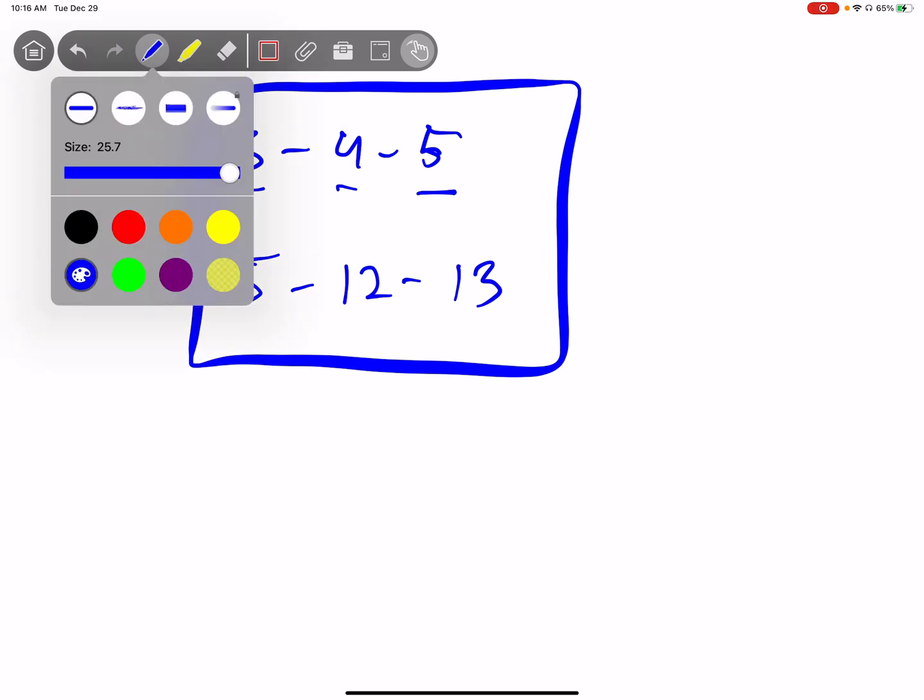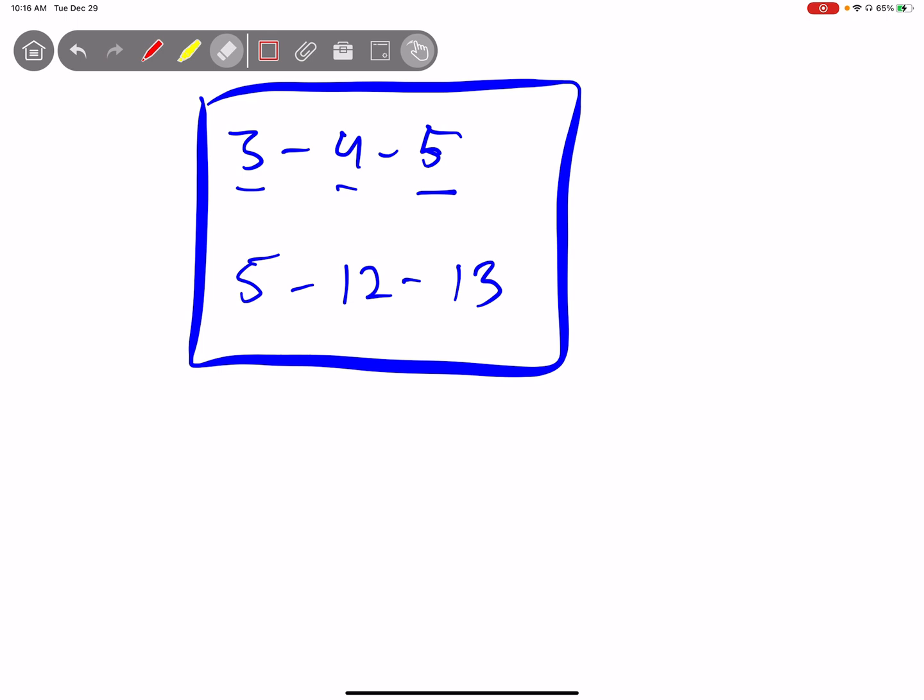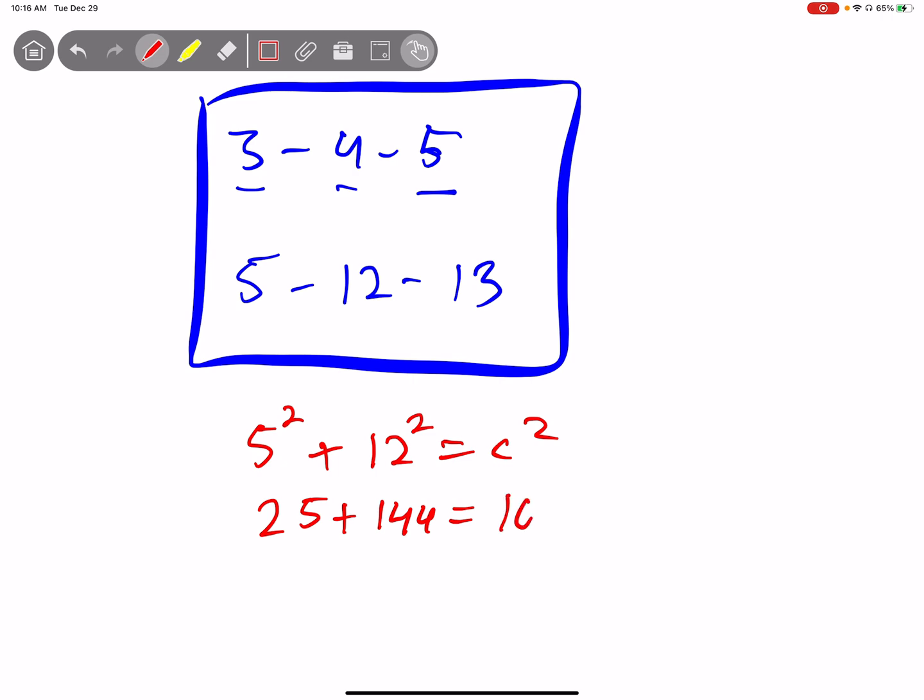But again, if you don't know that, you're going to solve. We had 5 squared. My legs were 5 and 12. 5 squared plus 12 squared equals c squared. 25 plus 144 equals 169. And the square root of 169 is 13.